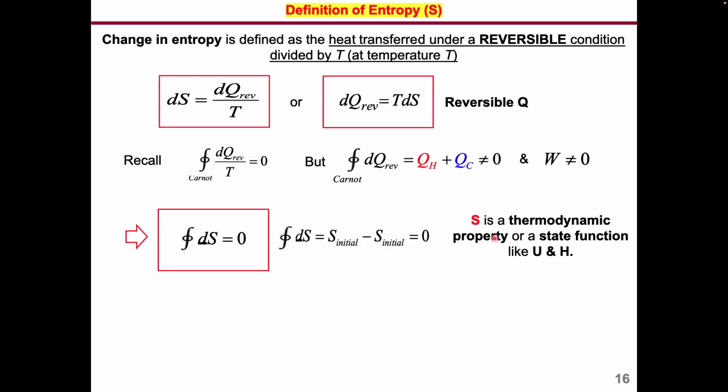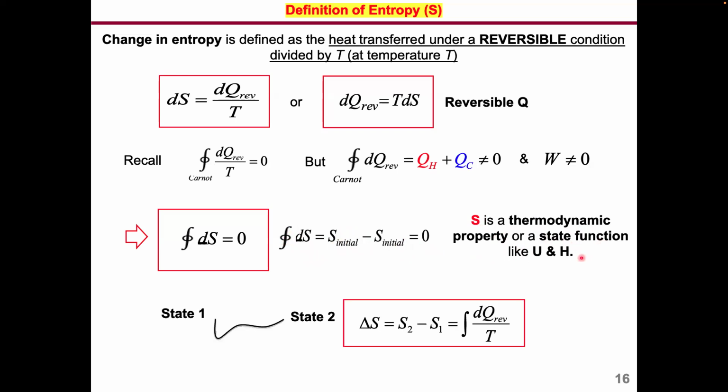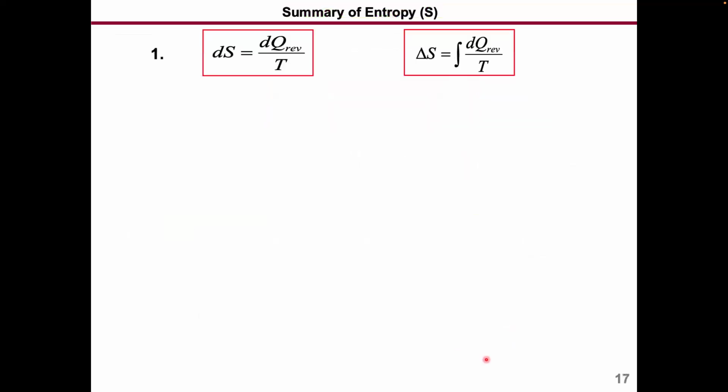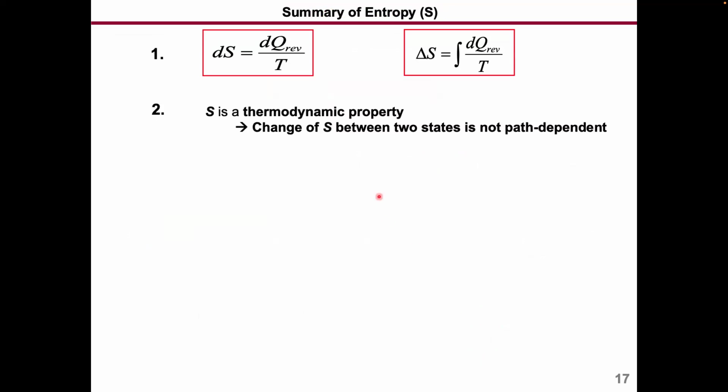That hints to us that entropy is indeed a thermodynamic property or a state function, just like your internal energy or your enthalpy. And then if you now want to calculate the entropy change from state 1 to state 2, basically you just need delta S equal to S2 minus S1. You take the integral of dq divided by T.